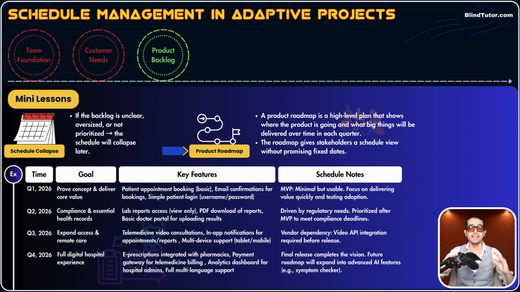So see, the product roadmap is a high-level schedule in adaptive projects. This is the most important thing that you have to remember: the roadmap gives the stakeholders a schedule view without promising fixed dates. Let's just look at the table. It is high level. We don't dig into a quarter and say, for example, what do we develop in February, in March, in January? No, we just talk about that quarter, the big picture. This is called the product roadmap. So one of the scheduling tools that we use in adaptive projects is the product roadmap. Will you get a question on the product roadmap? Most probably.